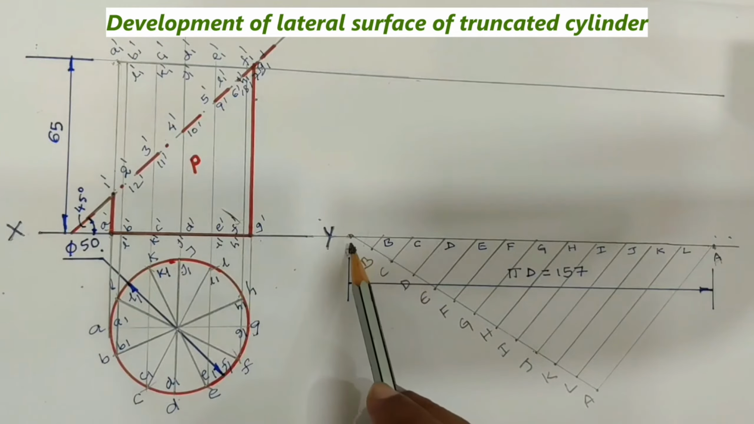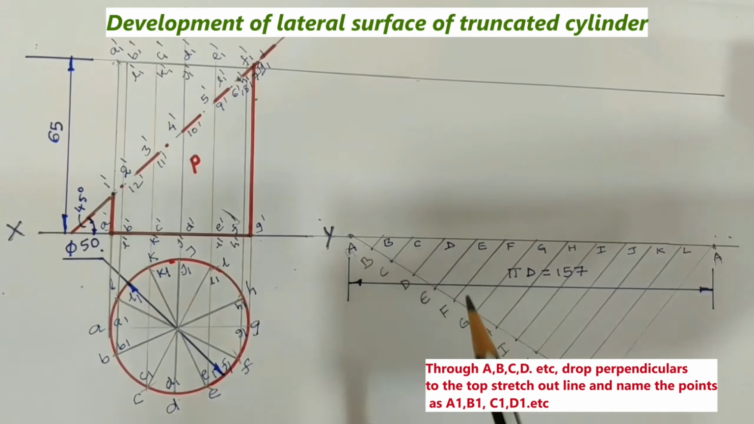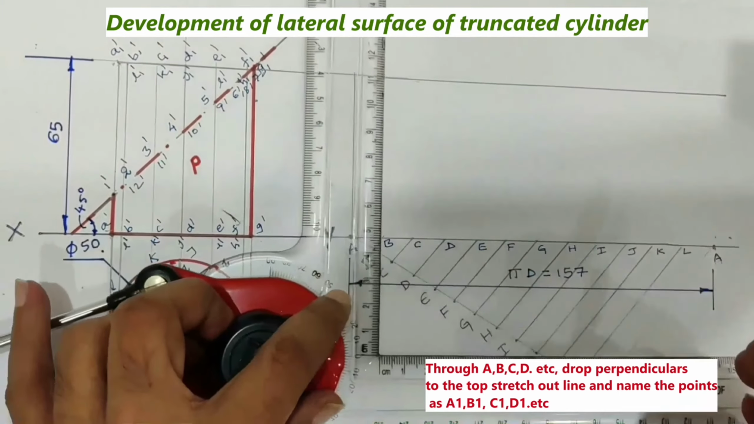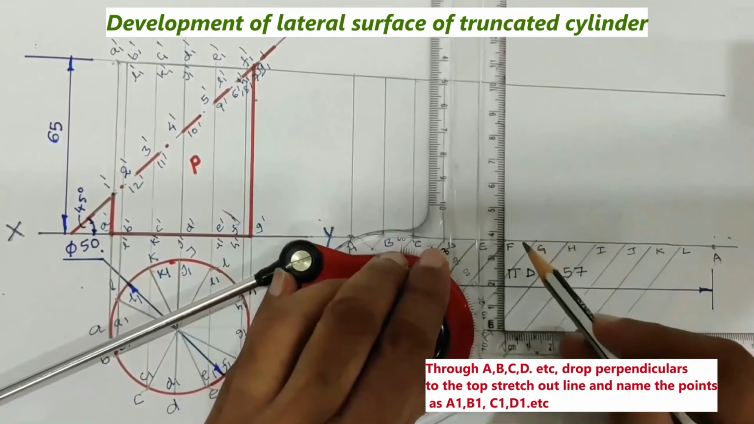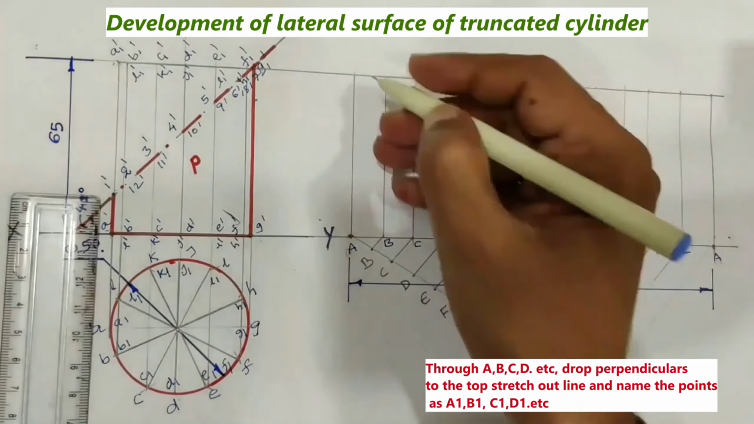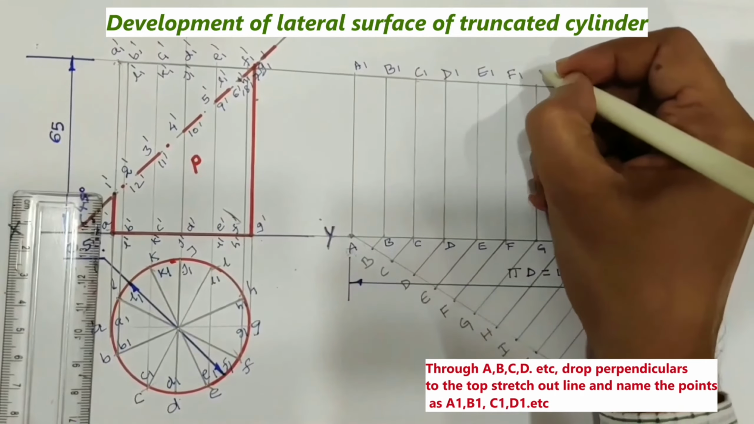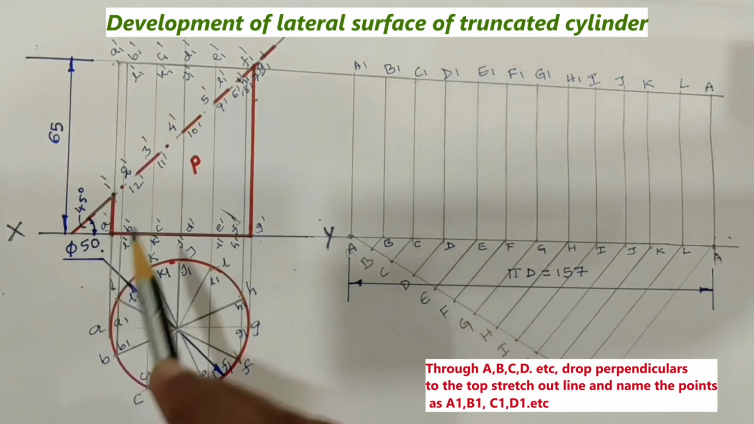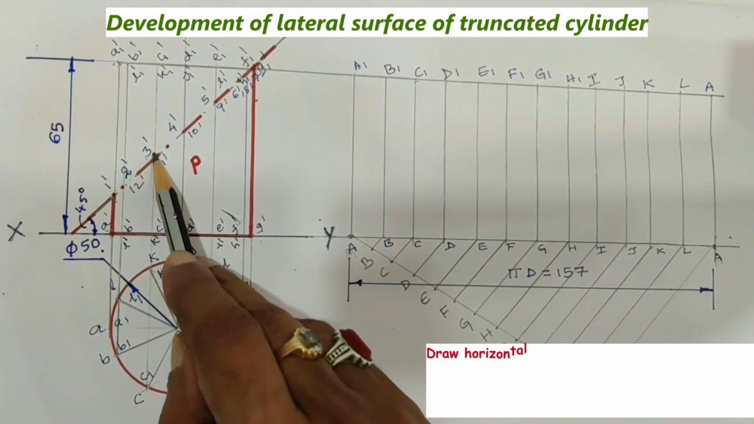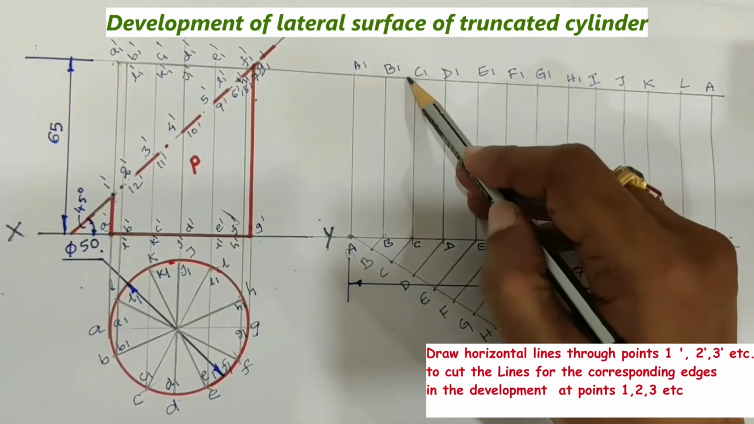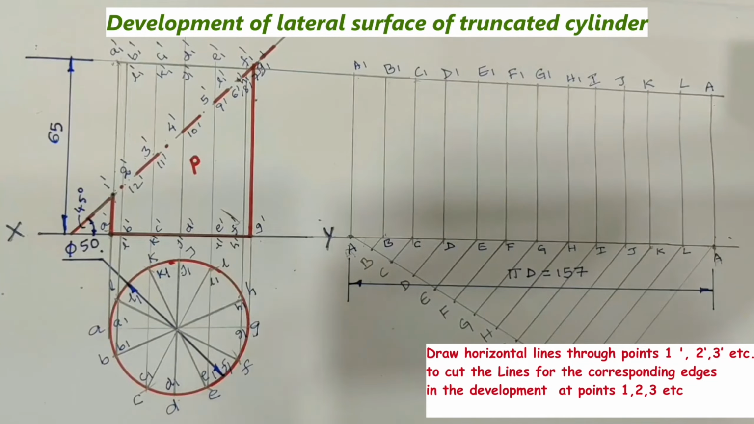Then draw perpendiculars to the bottom stretch out line passing through A, B, C, etc., and the height of these perpendiculars is equal to the axis height of the cylinder. After that, draw horizontal lines through 1 dash, 2 dash, 3 dash, etc. to cut the corresponding generators A A1, B B1, C C1 in points 1, 2, 3, etc.